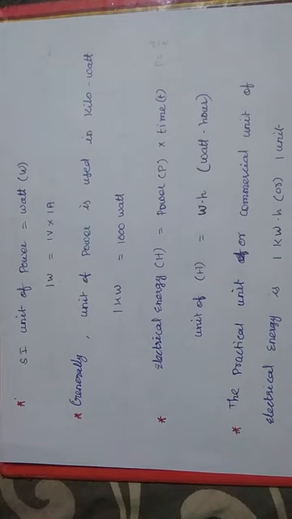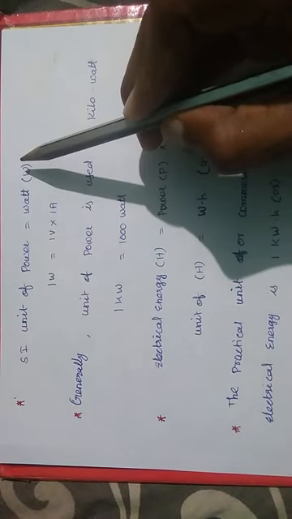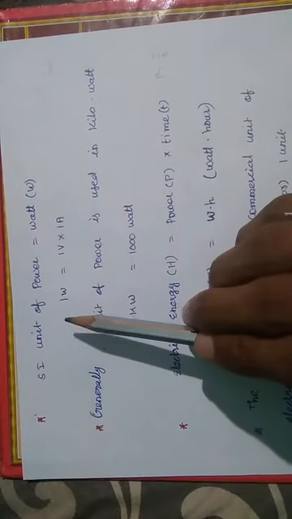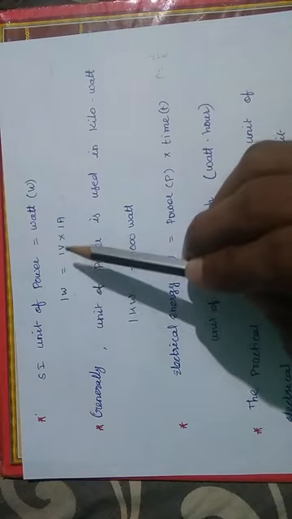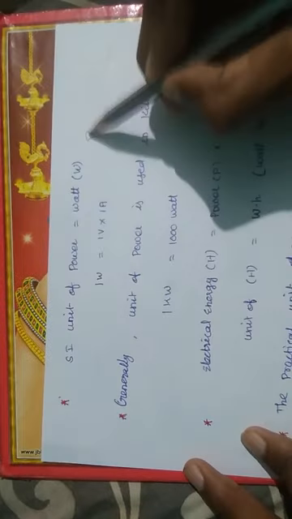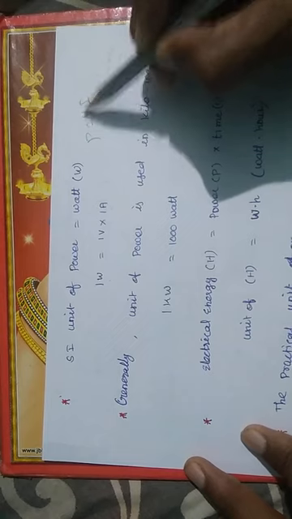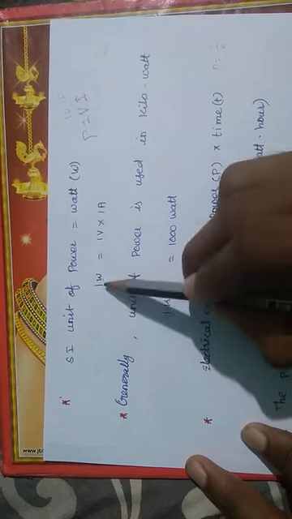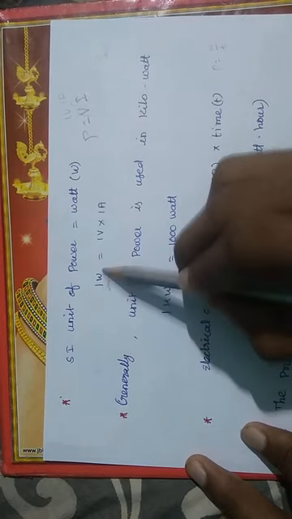Next is the SI unit of electrical power. The SI unit of electrical power is the watt, and it is represented by the letter W. It can be defined as: 1 watt of power is consumed when 1 ampere of current flows at a potential difference of 1 volt. If you replace in the equation P is equal to VI, taking the potential as 1 volt and current as 1 ampere, you'll get the power consumed as 1 watt.